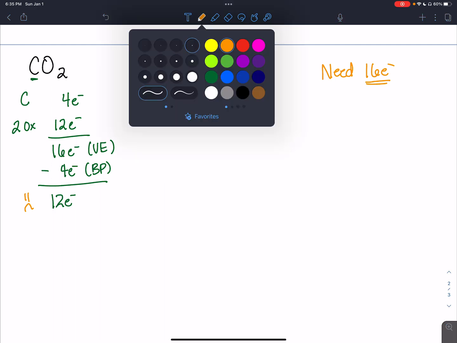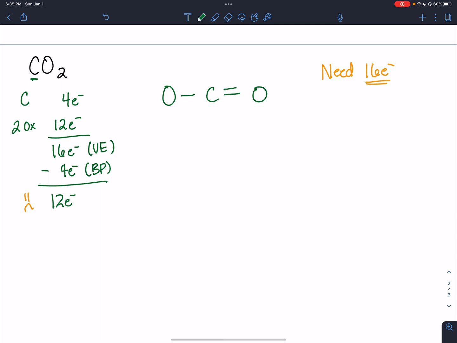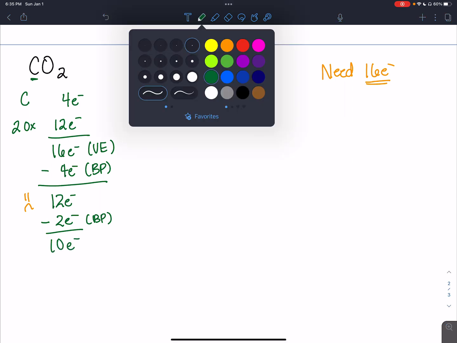All right, so we pick a side, and it doesn't matter which one, and we put in another bond. And because of that, we have to go back and repeat our steps. So we added a bond, so we need to remove 2 more electrons because of this bonding pair, which is going to leave us 10 electrons. Then we're going to check our octets again.